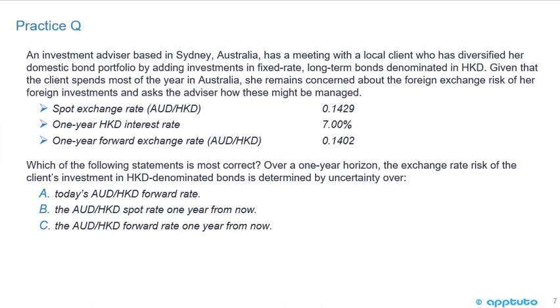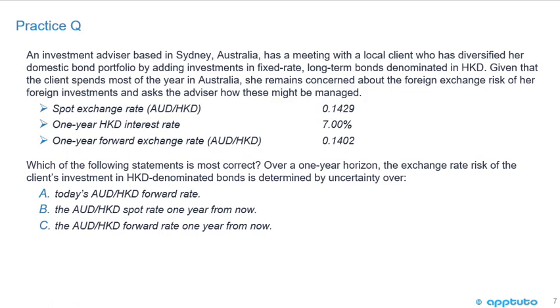Now the LOS is calculate. There's no calculation in this, but it reinforces the concepts. So an investment advisor is based in Sydney, Australia, has a meeting with a local client, and she's diversified her domestic bond portfolio by adding investments in fixed rate long-term bonds denominated in Hong Kong dollars. Given that the client spends most of the year in Australia, she remains concerned about the foreign exchange risk of her foreign investments and asks the advisor how these might be managed.